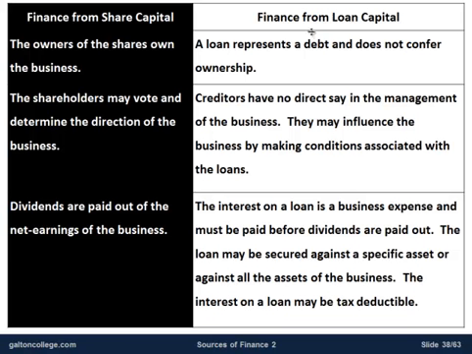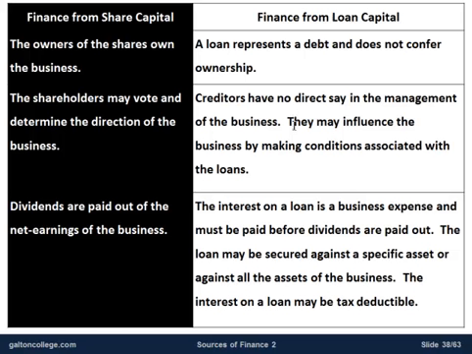Now, over here on the white part with the black writing, finance from loan capital. Well, a loan represents a debt and does not confer ownership. It's just a debt. The business is a legal entity. As a legal entity, it can borrow money. And it borrows money, it owes the bank. The bank does not own the business. The business simply owes the bank the amount it borrowed.